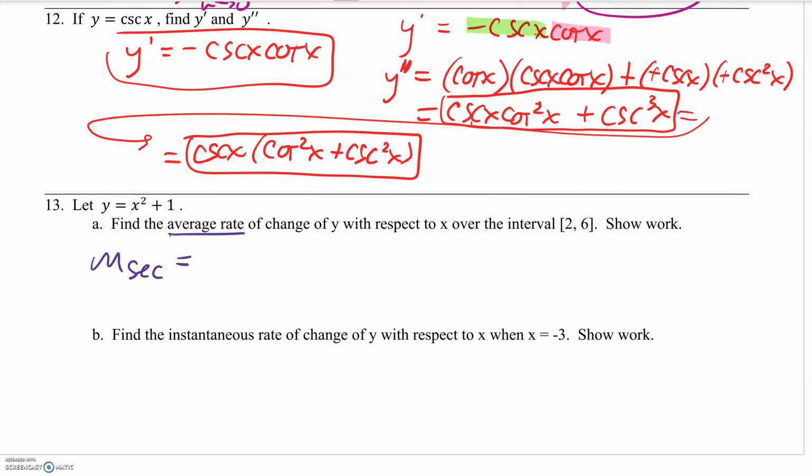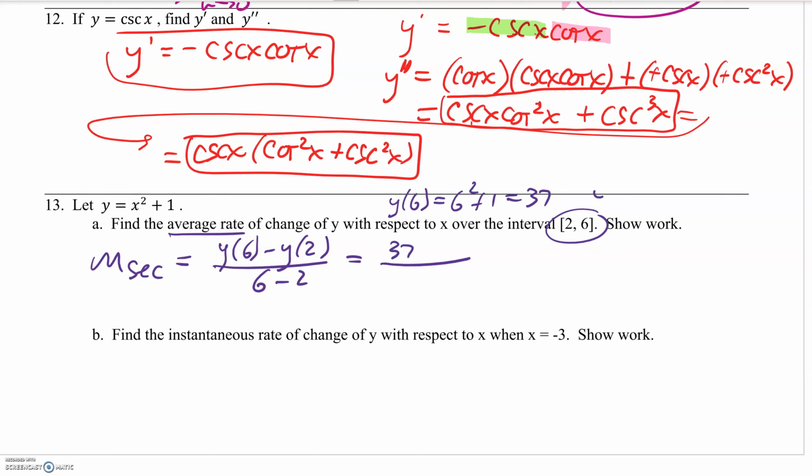And that means we're going to go with y of 6 minus y of 2, because they gave me the x values right there, over 6 minus 2. So the y of 6, let's go calculate that up here. That's just 6 squared plus 1. It's 37. And then y of 2 is going to be 2 squared plus 1, which is a 5. So we'll subtract 5 up there. So we'll get 32 over 4, which is 8.